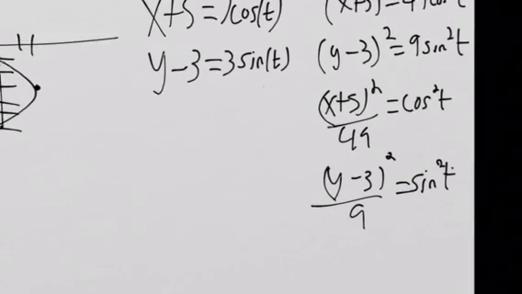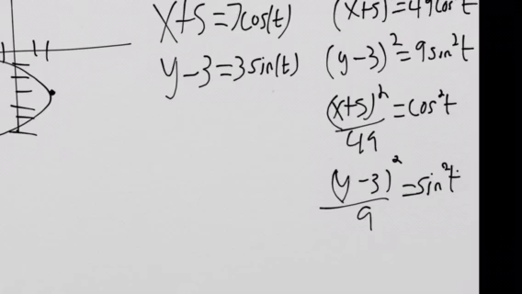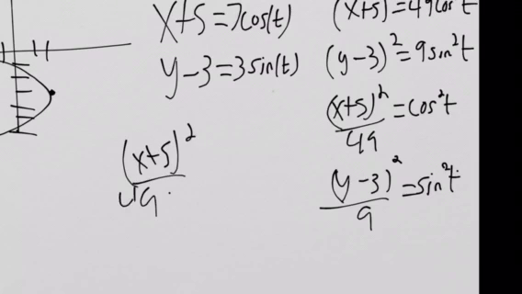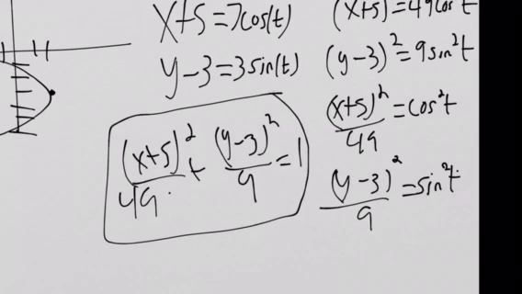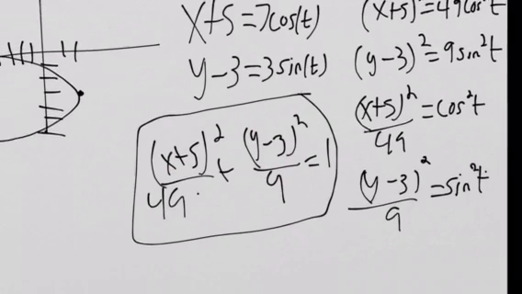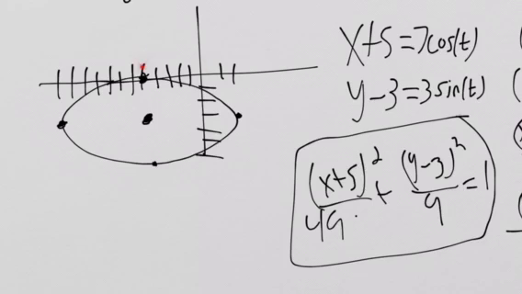Okay, and sine squared plus cosine squared is 1, so we can write x plus 5 squared over 49 plus y minus 3 squared over 9 equals 1. And there is our ellipse in Cartesian form. So if you plug in -5, that's going to make this equal to 0, and then this piece is going to have to equal 1. If you plug in 3, it's going to make this piece equal to 0, and this piece is going to have to equal 1, and that's what's causing the center at -5, comma 3.